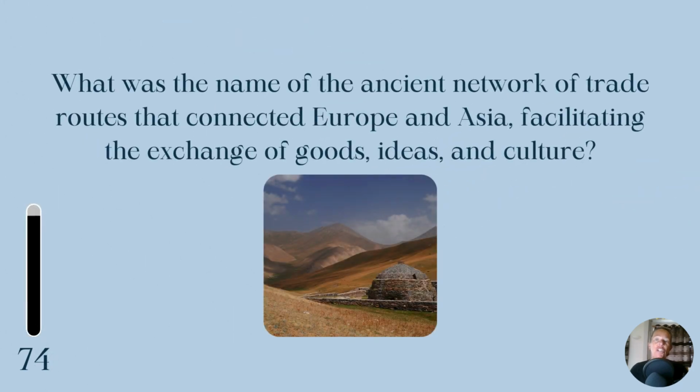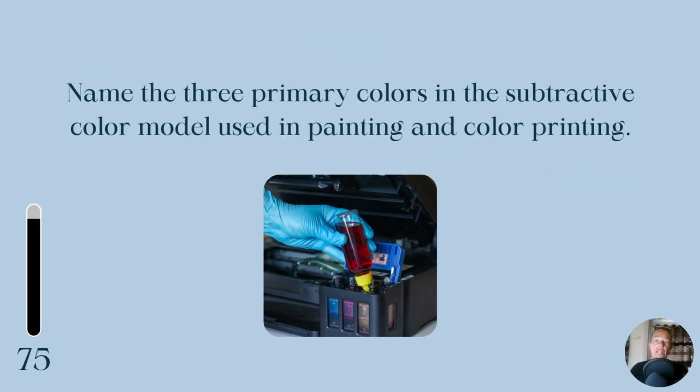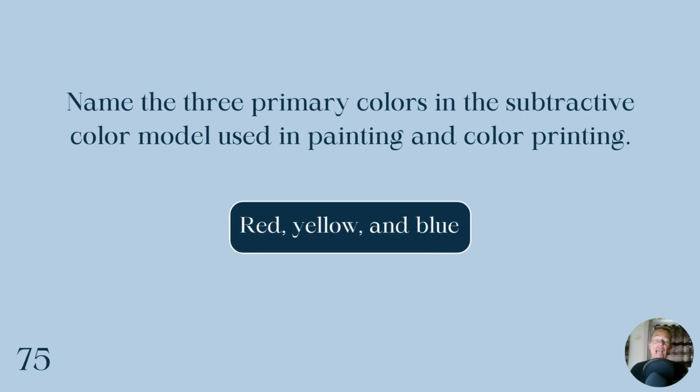What was the name of the ancient network of trade routes that connected Europe and Asia, facilitating the exchange of goods, ideas, and culture? The Silk Road. Name the three primary colours in the subtractive colour model used in painting and colour printing. Red, yellow, and blue.